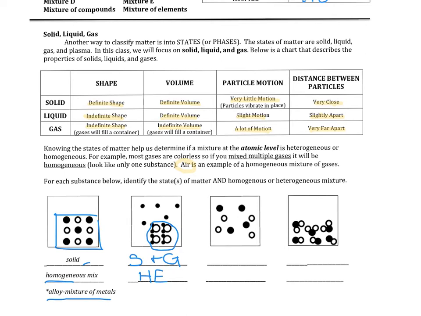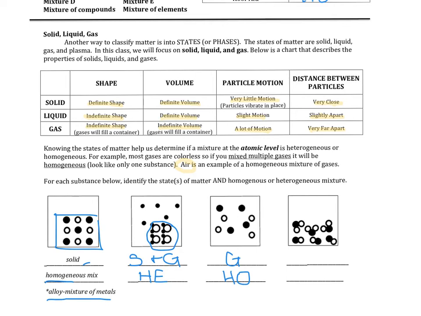Okay, and the next one, I can see that I got everything floating around here, so it's a gas. And even though I don't have a lot of particles here, they do look relatively evenly mixed. So I'm going to write homogeneous here. Plus, if you have a mixture of gases, it is always, well, 99% of the time it's homogeneous.